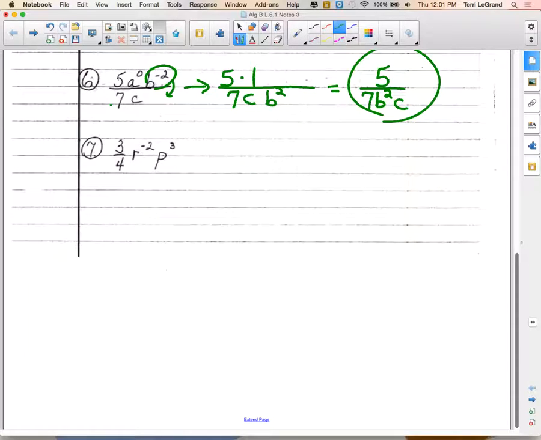Okay, our next one. You know what I'm going to suggest that we do with this one first? When we have variables that can be moved out to the side, that means they could have actually been upstairs in a fraction. So we have this fraction here, so let's have that r to the negative 2 power and that p to the positive 3 power come upstairs with that numerator. They got moved out. Let's bring them back. And then we just have our denominator of 4.